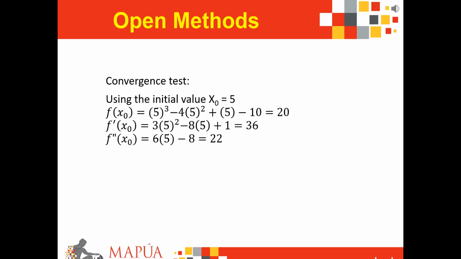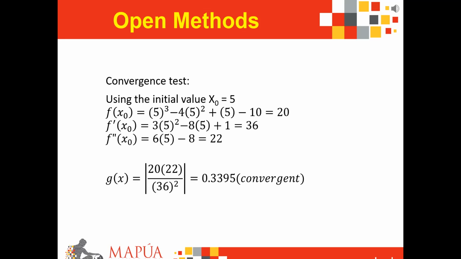of 22. When we then solve for g of x, we then multiply your function f(x0), which is a value of 20, to your second derivative function at x0, which is a value of 22, and then divide its product by the square of the first derivative at x0 with a value of 36, ending up with a calculated value now equal to 0.3395, showing us that this initial value x0 = 5 is convergent.